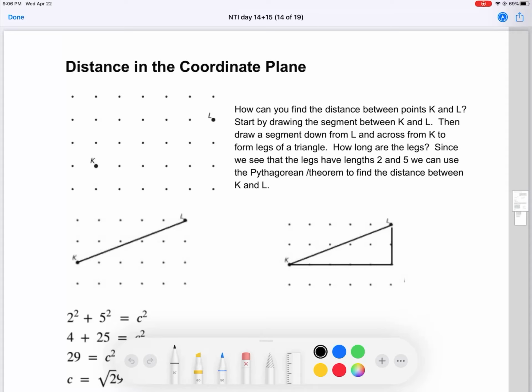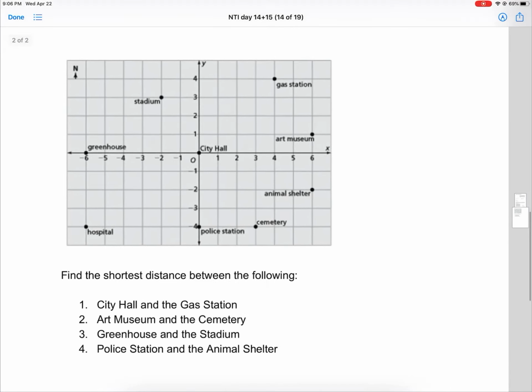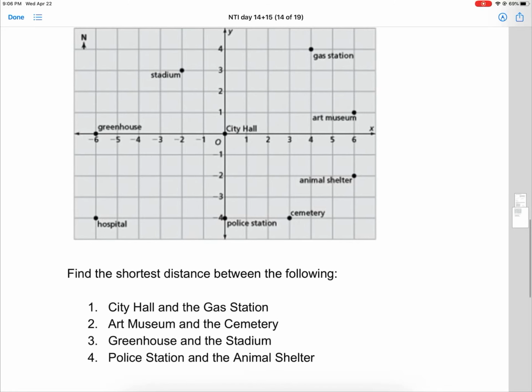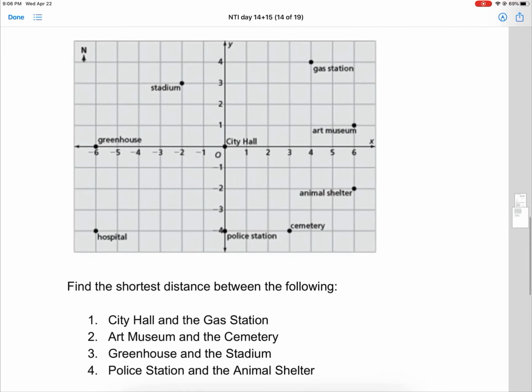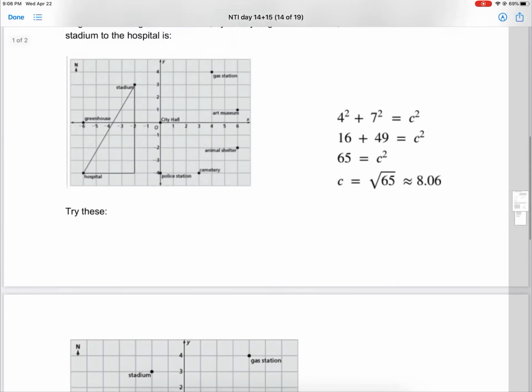So what you're going to see in the work that we're doing for today and tomorrow in that Google form is you're going to be given a couple of points like this. This is what it looks like. And you're going to have to find the shortest distance between specific places on the map. So for example, the first one's City Hall and the gas station. I'll show you how to do that.